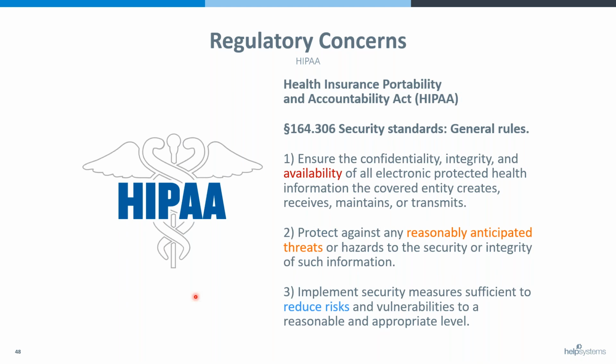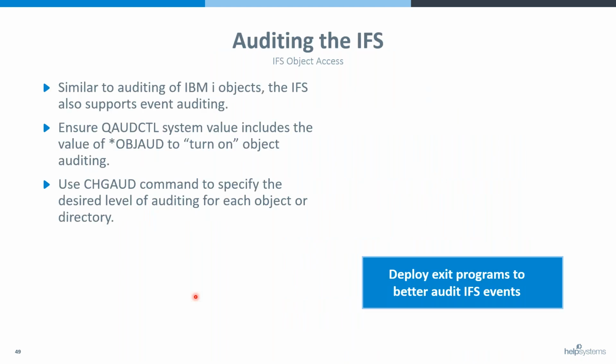HIPAA, of course, has some pretty tight security standards as well. Making sure that the availability of that electronic protected health information, that EPHI, is maintained, and that you are protecting that data against reasonably anticipated threats, and that you have taken measures to sufficiently reduce the risk of something happening to that data. So again, anticipated threats and hazards to the data, it's critical to be able to protect that.